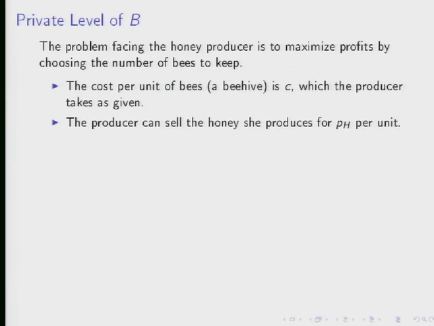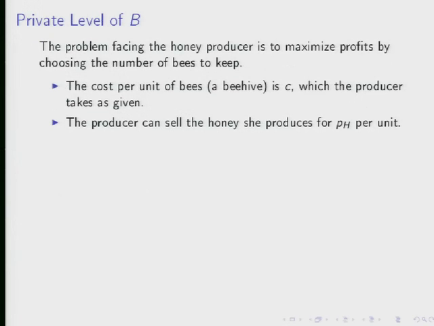Okay. All right, so the first thing I want to do is think about characterizing the private level of bees. So there's a honey producer. We already talked about this. We described the honey producer's production function. And we're going to think about the honey producer facing a cost of keeping bees. Bees aren't free. There's going to be a cost C associated with each hive that the beekeeper keeps. So that's going to be a quantity little c. And there's going to be a price for honey, P sub h, that the beekeeper can sell the honey for.